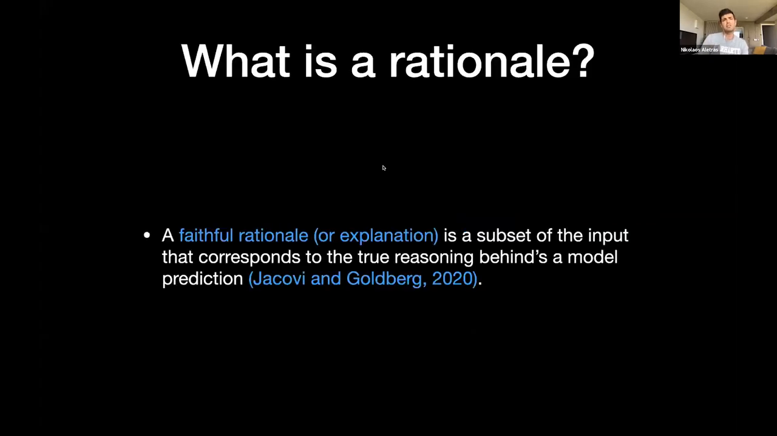Okay. Let's start with some background on explainability in machine learning, especially in supervised machine learning settings. Right. So let's begin with a definition of a rationale. What is a faithful rationale? A faithful rationale or explanation is a subset of the input that actually corresponds to the true reasons behind a model's prediction. So when we try to extract rationales, we try to identify the most important parts of the input that contribute to a particular prediction made by the model.